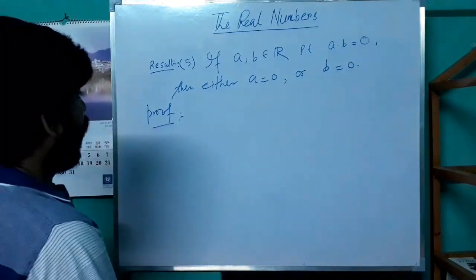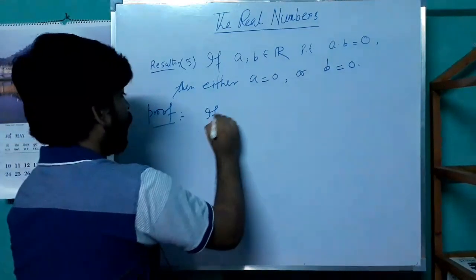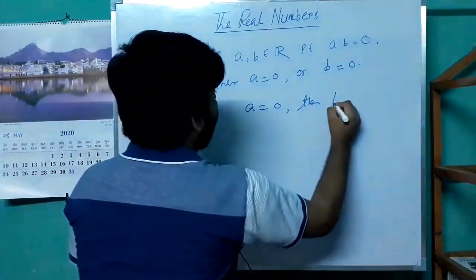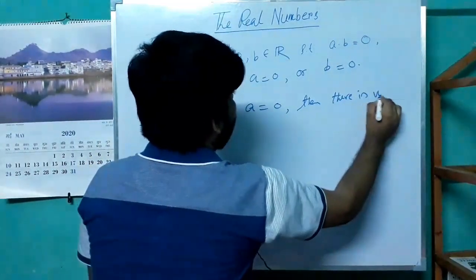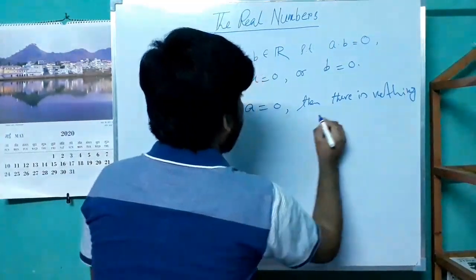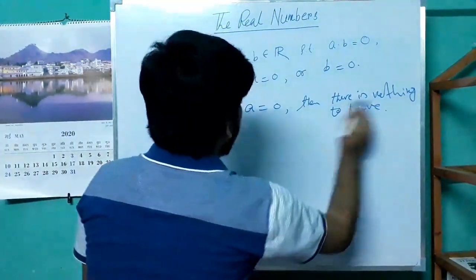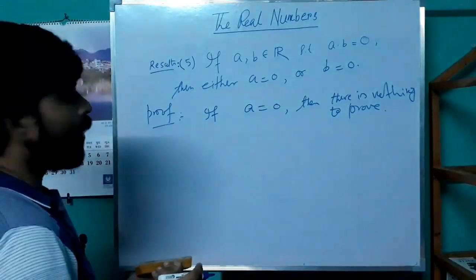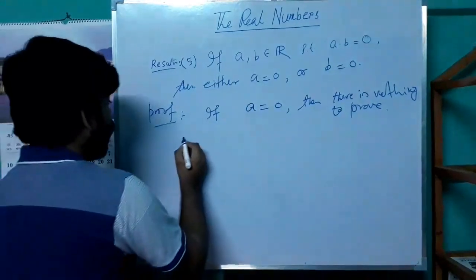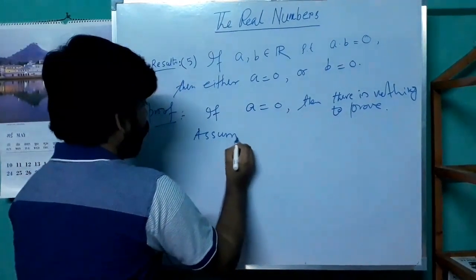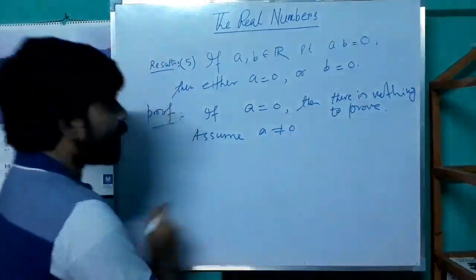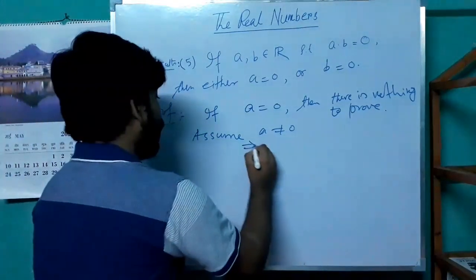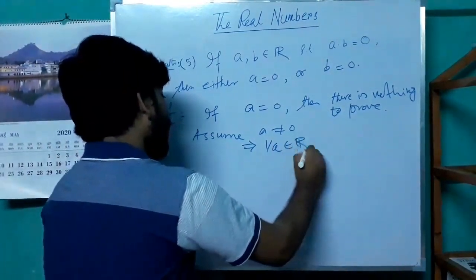Okay. So if a equals 0, then there is nothing to prove. It's already done. If a equals 0, then the proof is done. So without loss of generality, we assume that a is non-zero. Since a is non-zero, 1 by a exists.